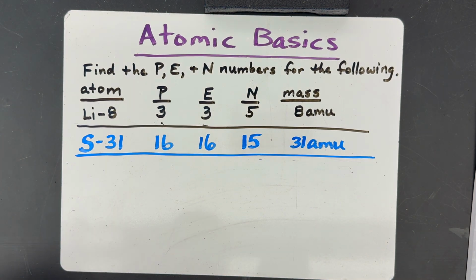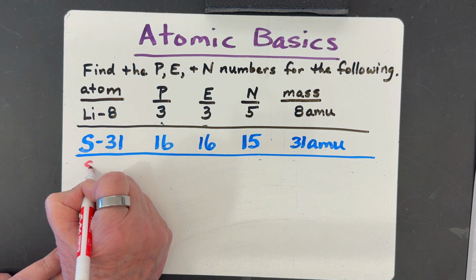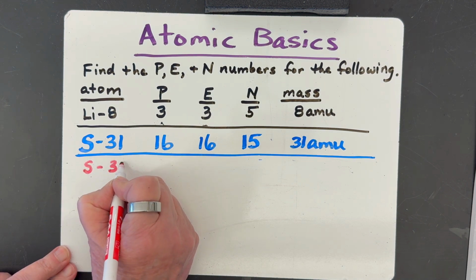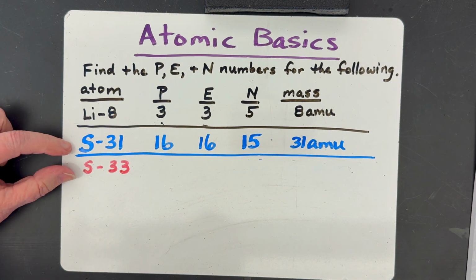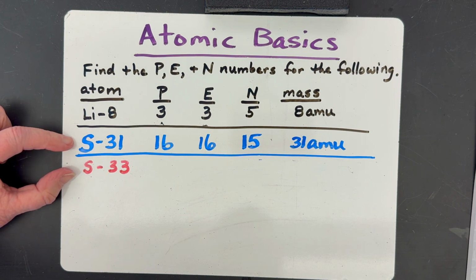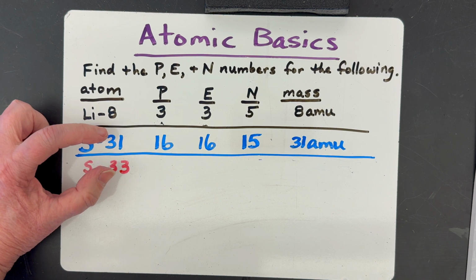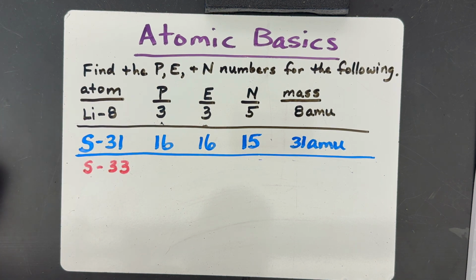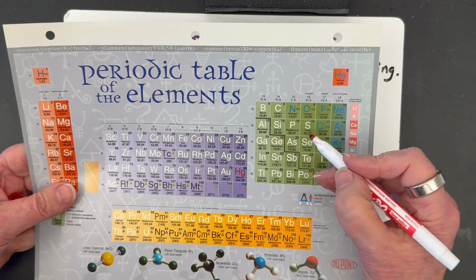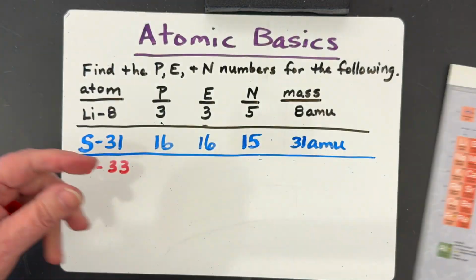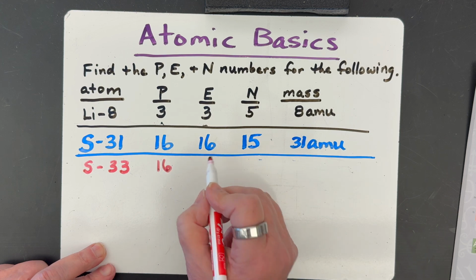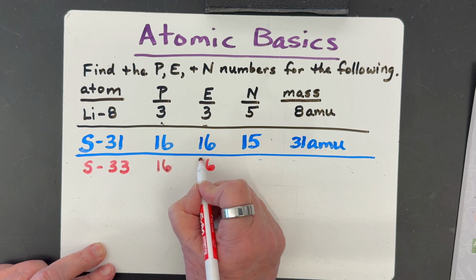Let's say for our next example, we have sulfur 33. These two are isotopes. Sulfur 31 and sulfur 33 are both sulfur. What differs is their mass, and what makes their mass different is the number of neutrons. So if we look on our periodic table, sulfur is still 16. Pluses have to equal minuses, 16.